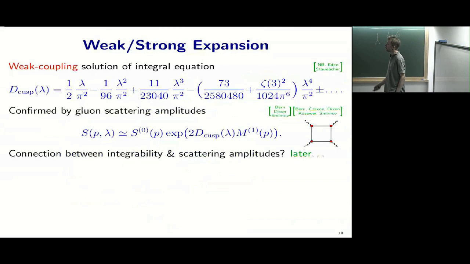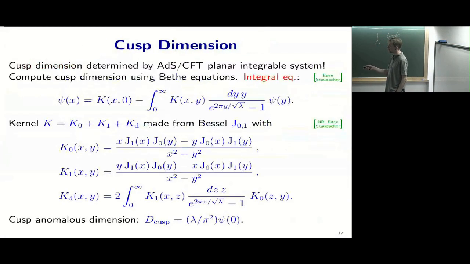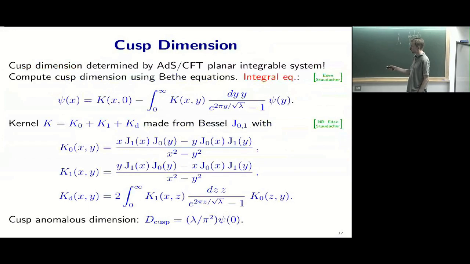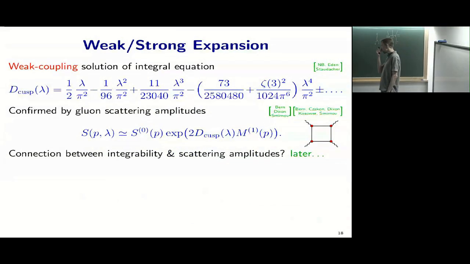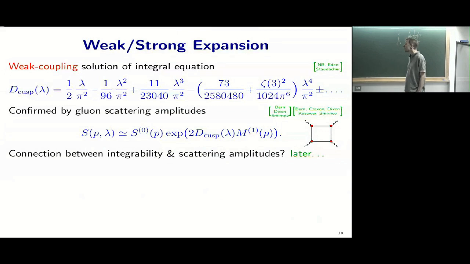But you can now compute this cusp dimension. You can do a weak coupling expansion of this equation. You can solve it perturbatively for small lambda. Well, you have to do some rescaling, and that matches very nicely with the cusp dimension that you also find in gluon scattering amplitudes, which I'll talk a bit about later.